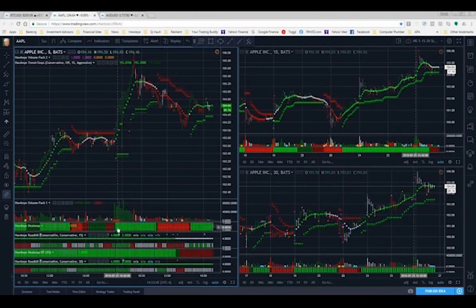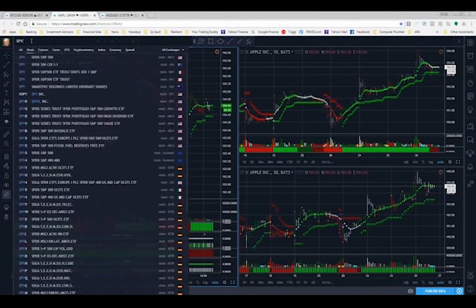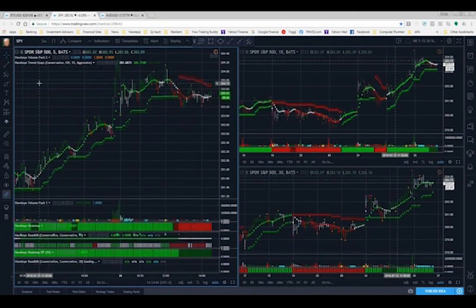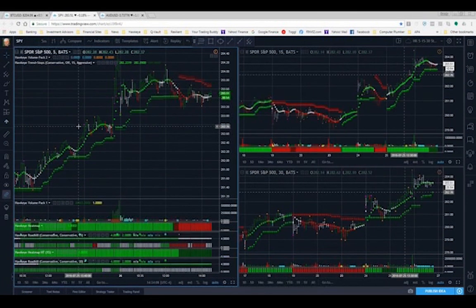We color code these because we want you to easily be able to see that volume leads any type of move. So when you see volume coming in, prior to an initiation of a trend, you know that the direction of the trade will be in favor of that. All right, so SPY, look at the Spider. All right, there's some Spider charts.